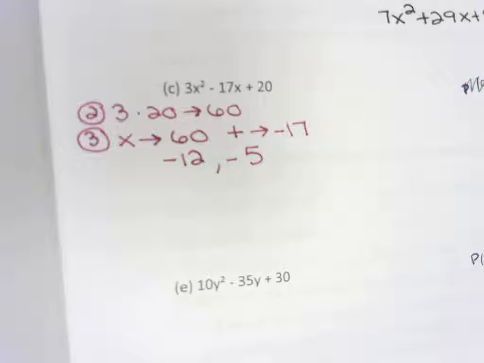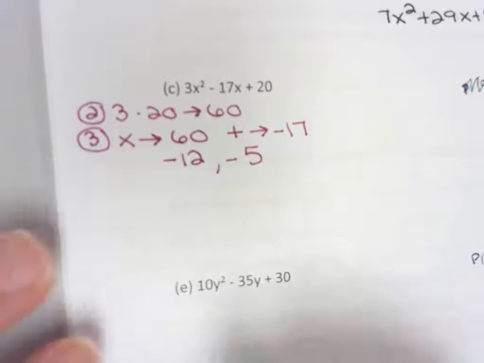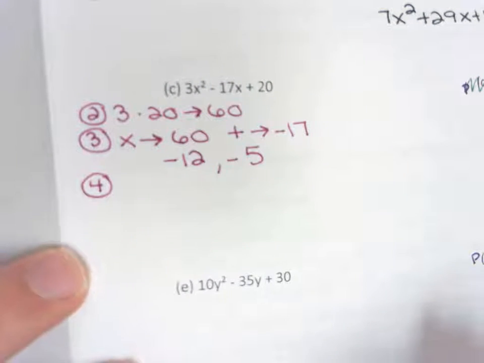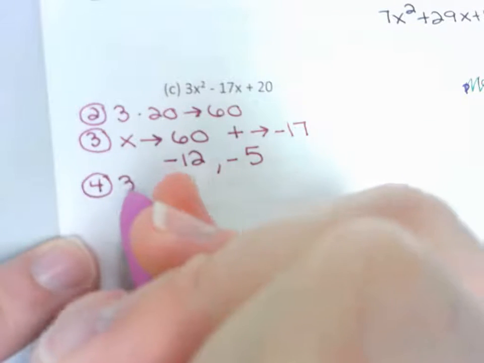So as you look at this, these two numbers multiply to give me a positive 60 and add to give me negative 17. So step 4. What do I do with these two numbers? Plug it in for negative 17x. So you rewrite your polynomial.